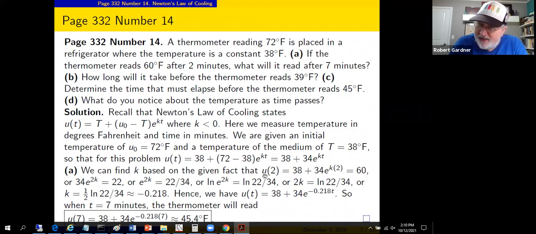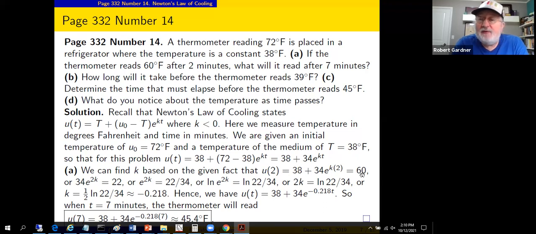We know after 2 minutes, U of 2, the function would be 38 plus 34 e to the k times 2. So we've substituted in t equals 2 minutes, where time was measured in minutes. That produces this, and we were told at 2 minutes that temperature on the thermometer would read 60. So we plug 2 into the function, set that equal to 60. Here's an equation. The only unknown is k. This is how we'll find k.